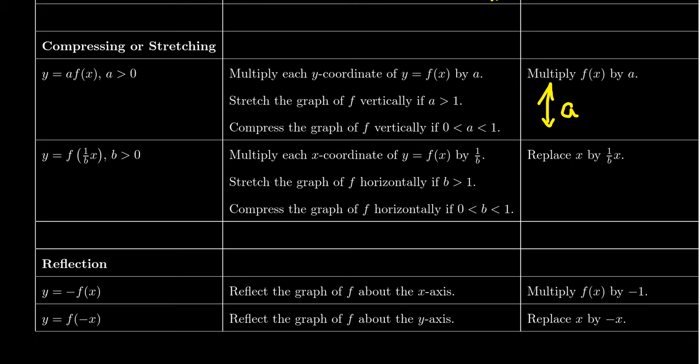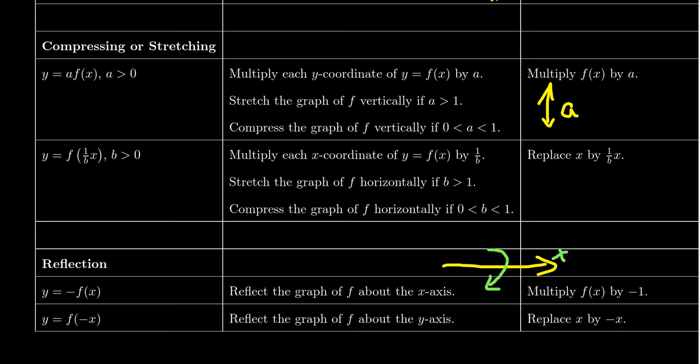And then the last family of transformations we're going to talk about is reflections. There's only two types of reflections to worry about here. If you stick a negative sign in front of f of x, that's the same thing as multiplying the function by -1. This will have the effect that you reflect across the x-axis. And so reflecting across the x-axis, you have your x-axis right here as your horizontal line, and you're going to reflect across it.